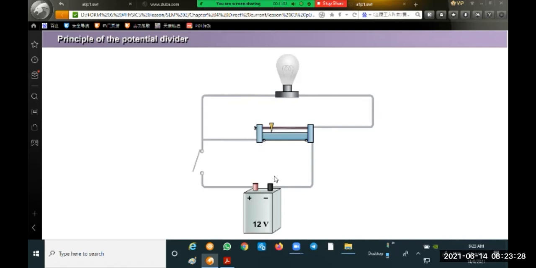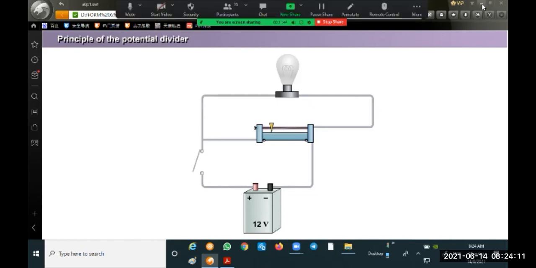So this rheostat, if we slide, we let the current move from the battery up to the bulb and back, from the positive terminal to the negative terminal. If the resistance is very high, less current flows. But if the resistance is reduced, that means more current will flow and it becomes a short circuit.